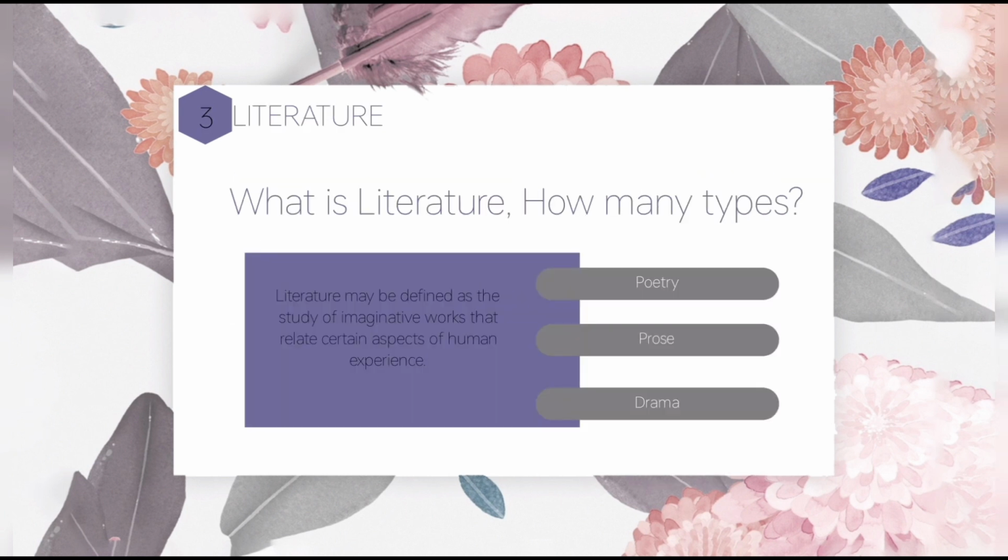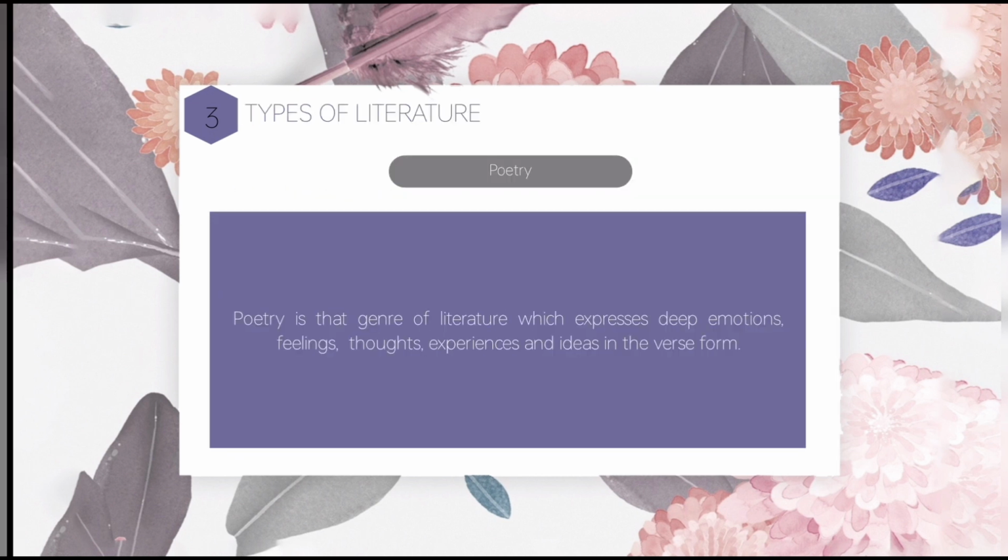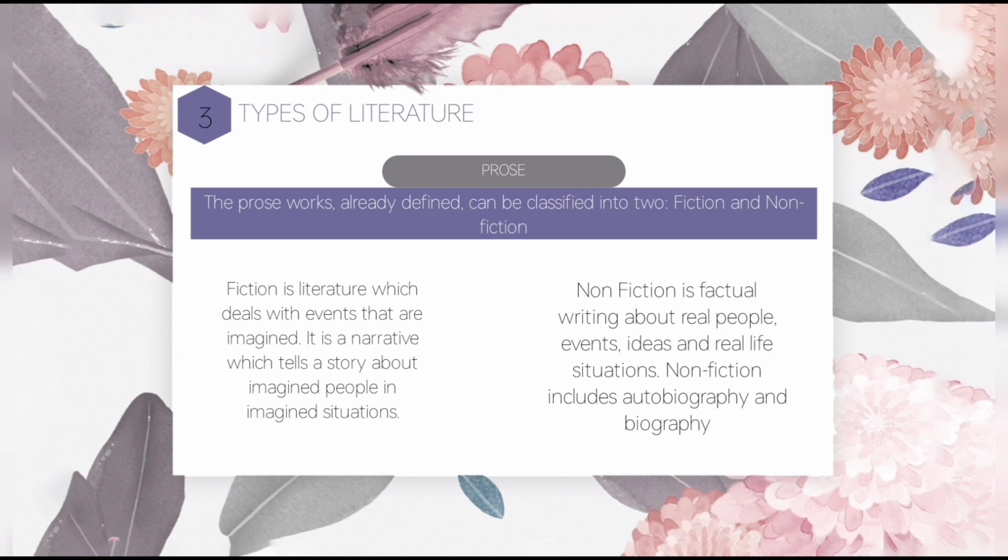So, what is literature and how many types are there? Literature may be defined as the study of imaginative works that relate certain aspects of human experience. The types of literature are poetry, prose, and drama. Poetry is a genre of literature which expresses deep emotion, feelings, thoughts, experience, and ideas in verse form. It is usually aesthetic. And then there is prose.